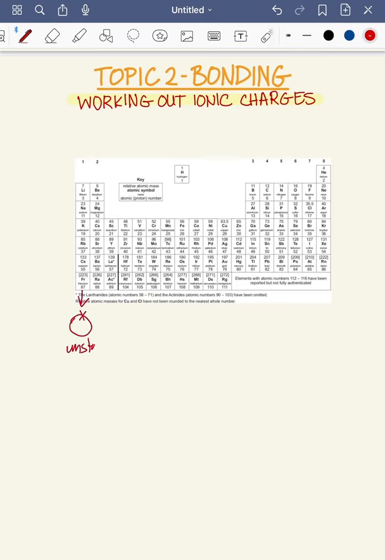Therefore, remember it's unstable because it's an incomplete outer shell, so it can gain 7 electrons or lose 1. It's going to be easier for it to lose that electron. That means we have an extra proton in the middle that cannot be cancelled out with the lost electron. Therefore, everything in group 1 will have a charge of 1 plus.